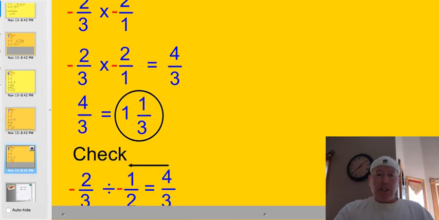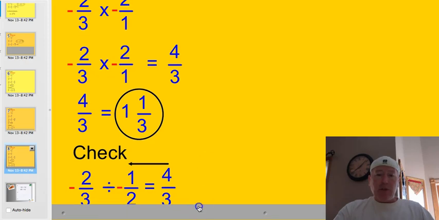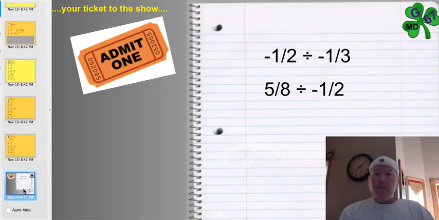You could flip it in and check it. Looks like if we were to flip that in, we would have a -4/6, which is the same as a -2/3. All right, here is your ticket to the show. Those two problems, you can go ahead and work on those at home, bring them in tomorrow. -1/2 divided by -1/3, and 5/8 divided by a -1/2.